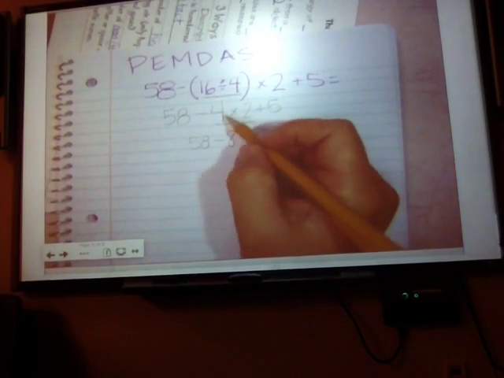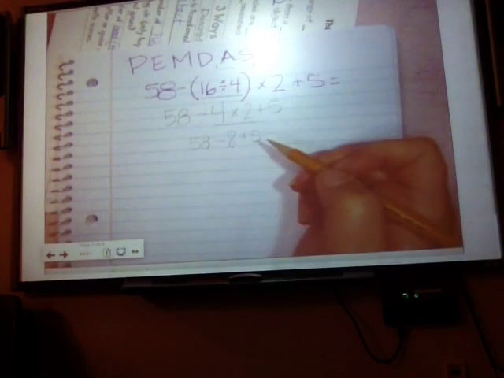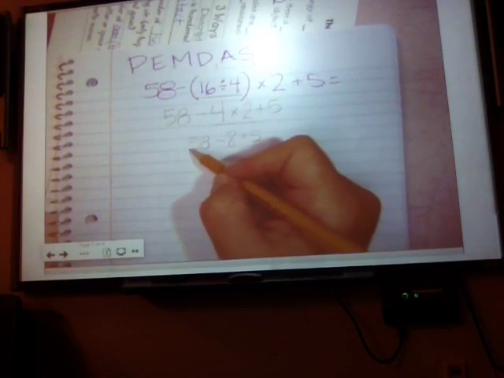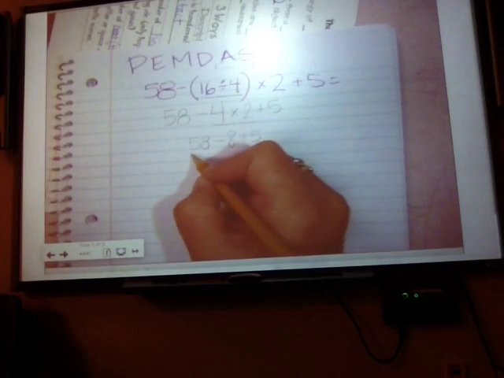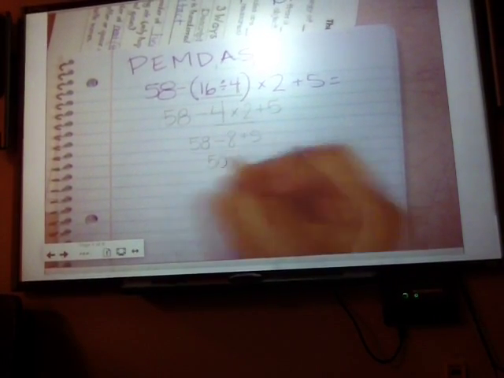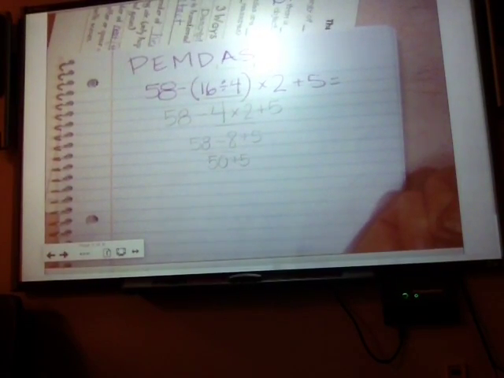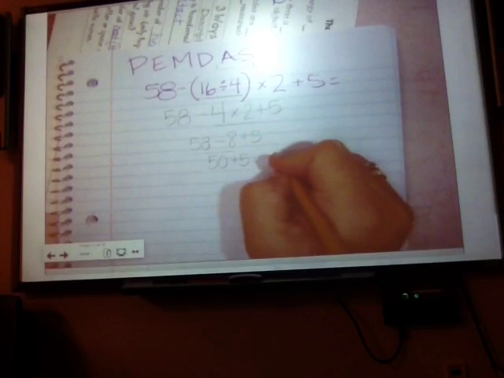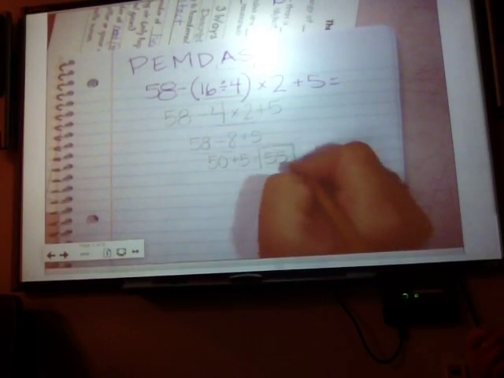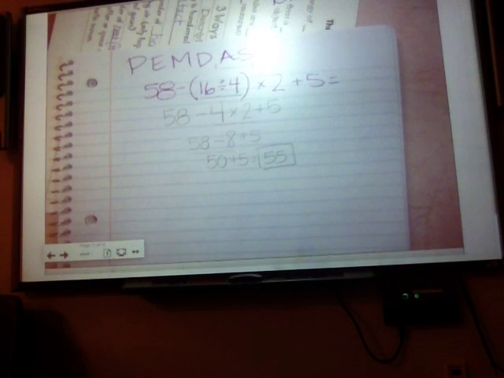So now, I'm left with addition and subtraction. And remember my OR. First come, first solve. So what do I come first? 58 minus 8 is what? 50. I bring down my plus 5. And it's 55. And my answer is 55. So for those friends that went ahead and solved and got 45, please understand why I'm asking you to stay with me.